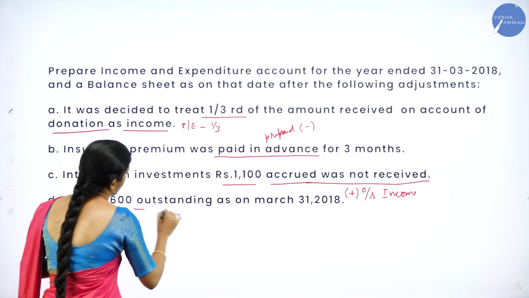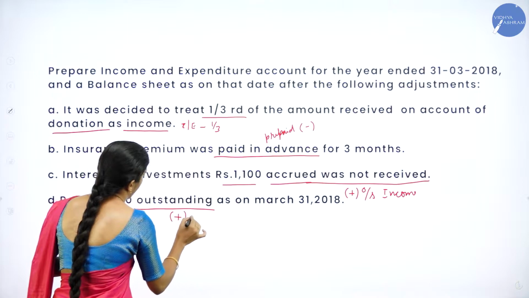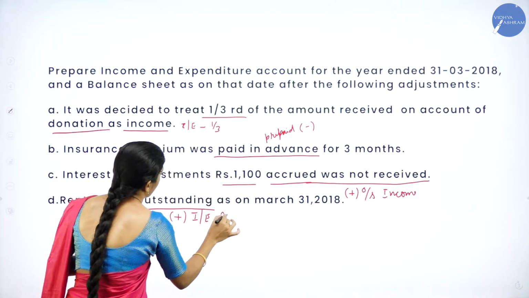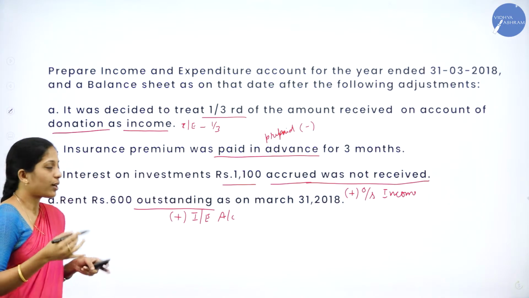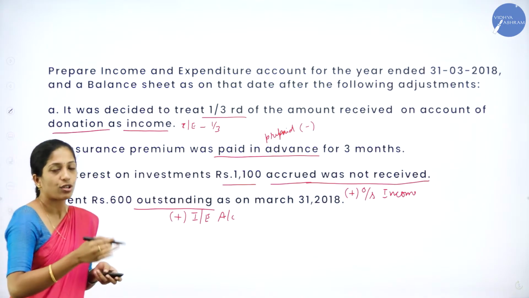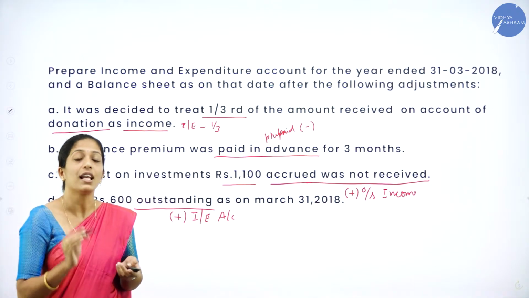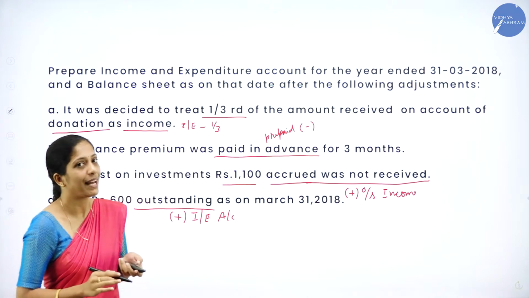Next, rent rupees 600 outstanding as on March 31st, 2018. So here outstanding in the current year has to be added. So where? In the income and expenditure account. Clear? So rent is what? Rent is an expense. So outstanding expense. So it has to be shown in the closing balance sheet also, where? Under the liability side of closing balance sheet.